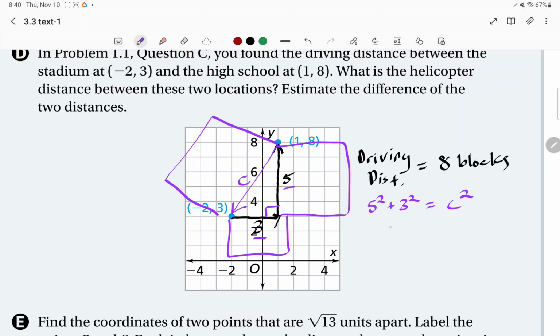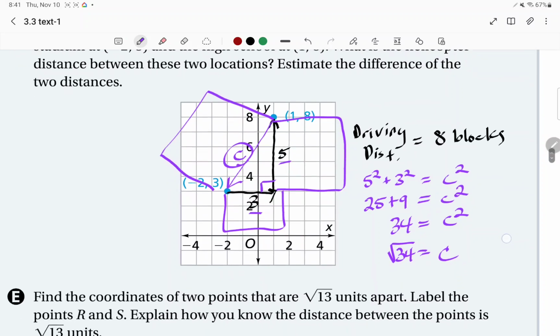And so that's going to be 25 plus 9 is equal to the area of that hypotenuse side squared off. And then 25 plus 9 is 35 minus 1, which is 34. And then to find the side length, we just take the square root of our area, and that gives us our side length. So our side length here is the square root of 34.